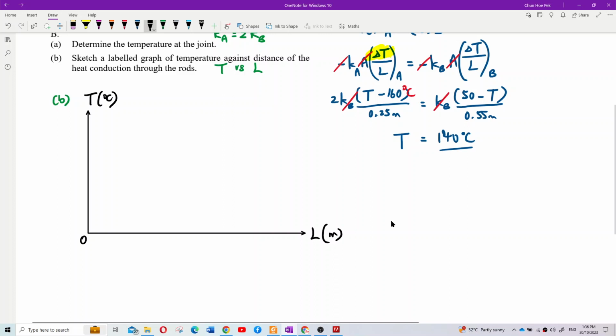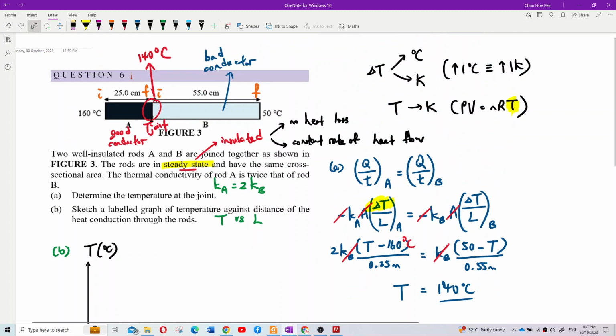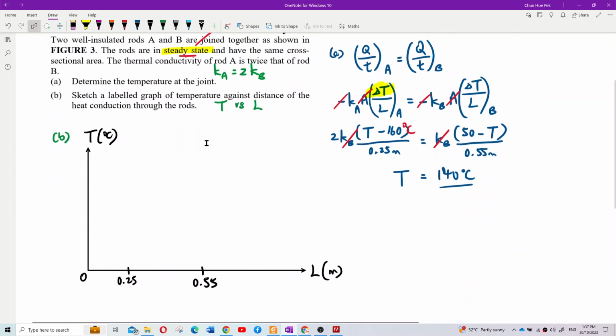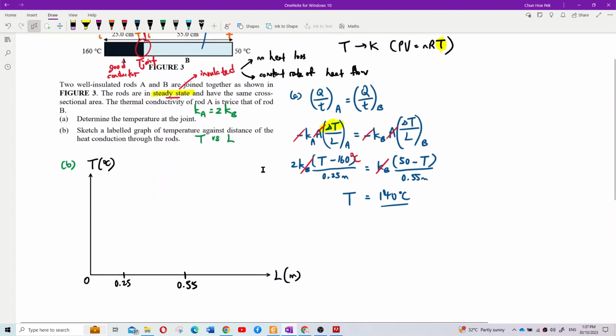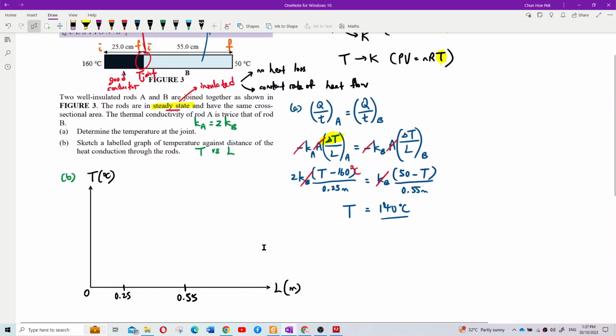Now, from 0 up to 0.25 is maybe over here, and then the next one is what? 0.55. That means 0.25, and then over here, I think. Is this 0.55, class? From here up to here, is it 0.55? No, you must add up. It's wrong. It's not 0.55. Do you understand?